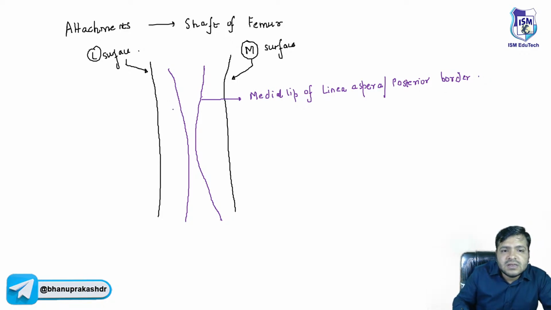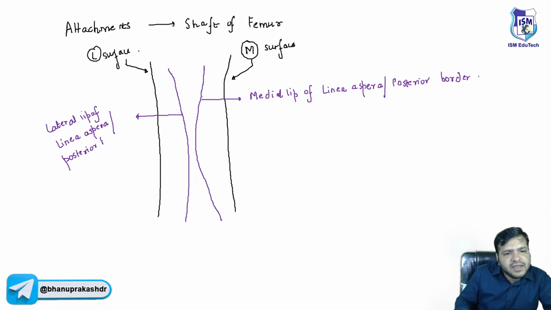And we have the lateral lip of the posterior border, okay? The lateral lip of linea aspera, and it is a posterior border only. So we have two lips, right? We have two lips.